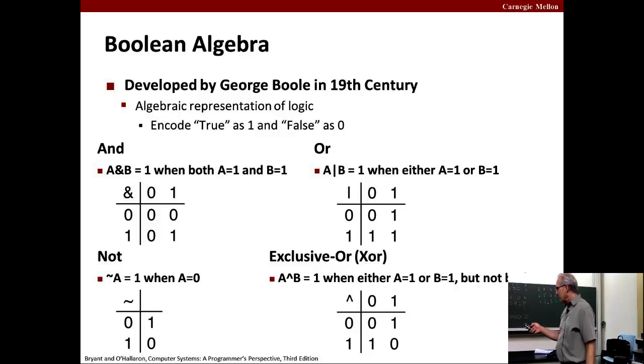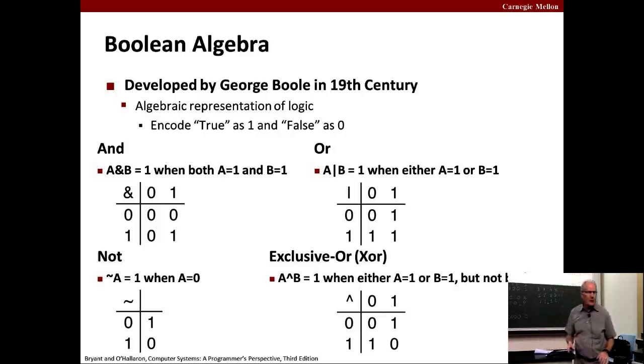So for example, if we think of 1 being true and 0 being false, then the AND operation is true if both of the inputs, both of the arguments, are true. So we get this chart here. And similarly, the OR operation is true if either input is true or 1. The NOT is just to flip the bit. And then the exclusive OR is what you get when you say it's one or the other but not both. And so it has this representation.